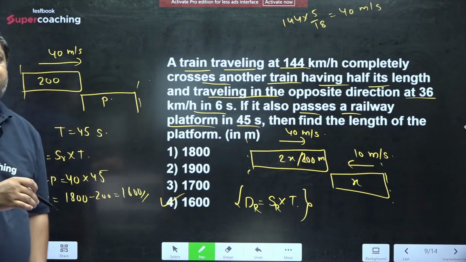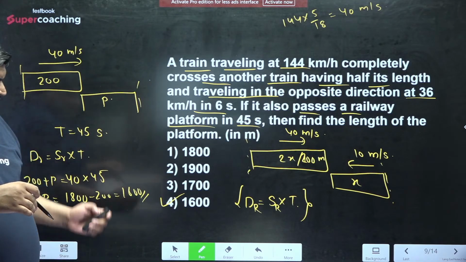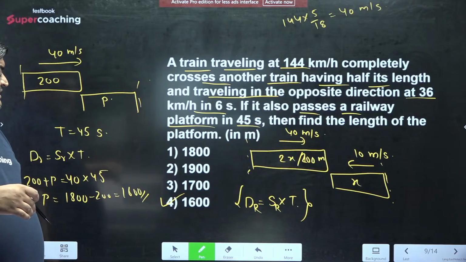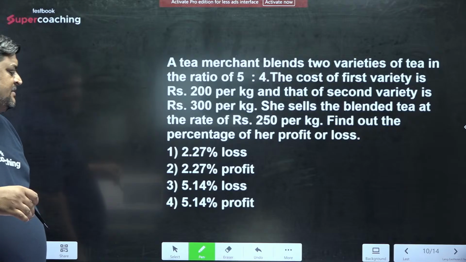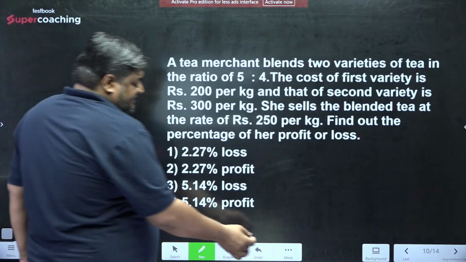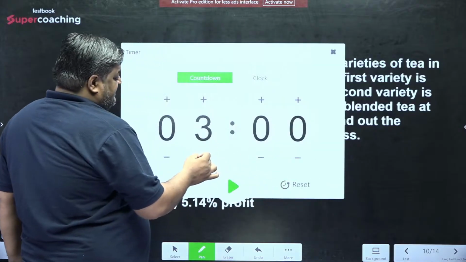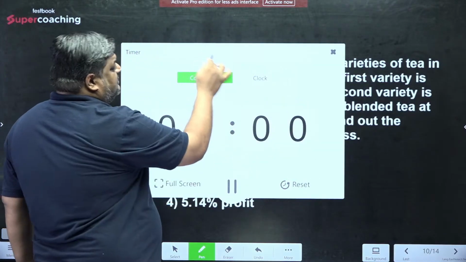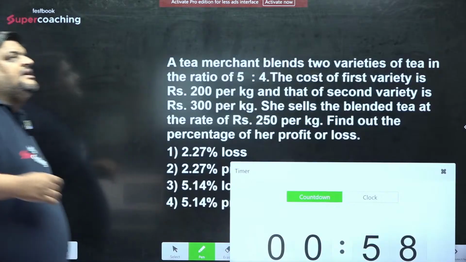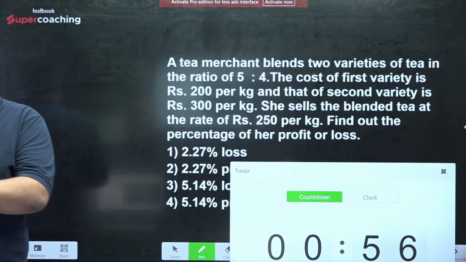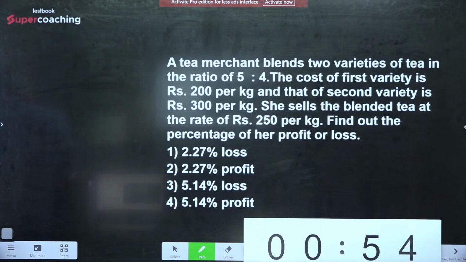Sorted? Chalo, no Smriti, B is not the right answer. 1900 is not the answer. 1600 is the answer. I'll give you 60 seconds for this. Try it and then we will discuss.